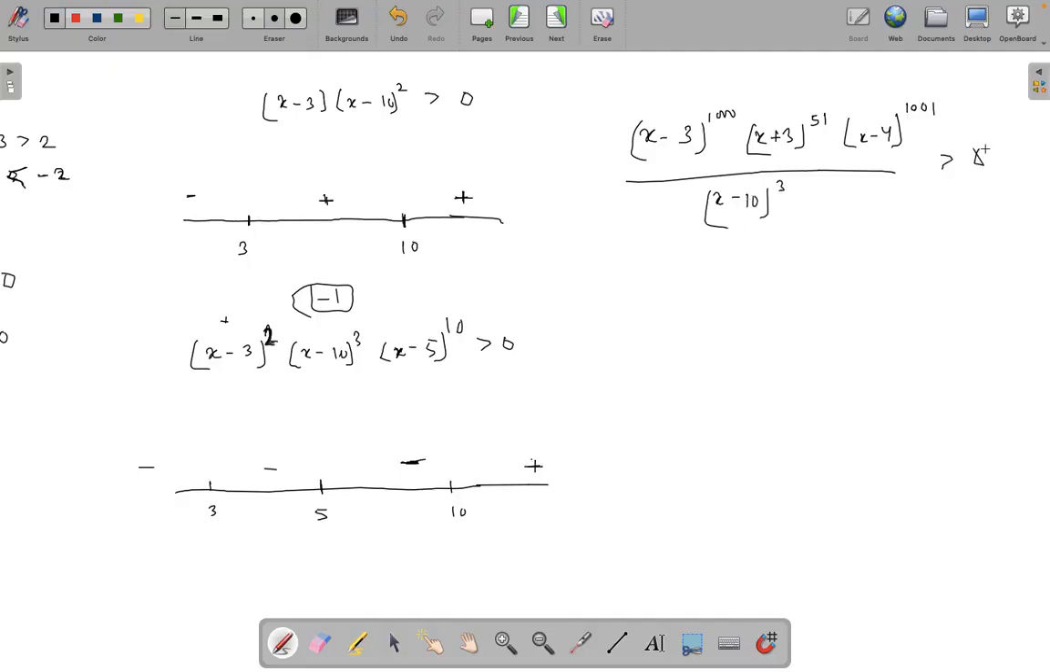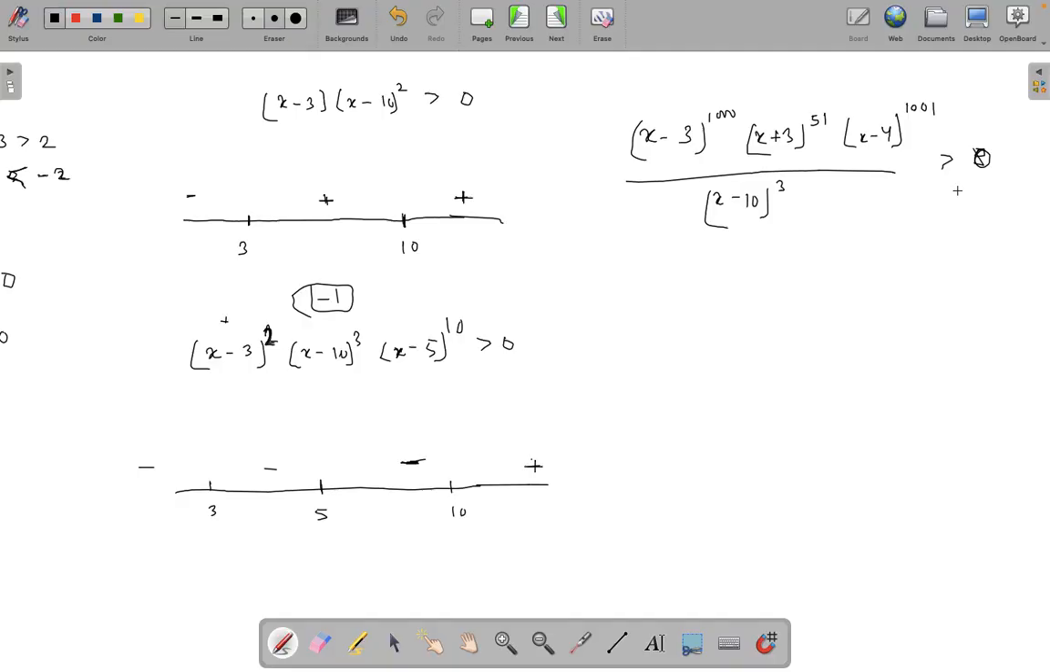Okay, can you tell me, I just need the plus and minus. Can we take x minus 10 raised to 3 to the right hand side? No, because you don't know whether it is positive or negative. If it is positive, it will keep the same sign. If it is negative, you have to flip the sign.